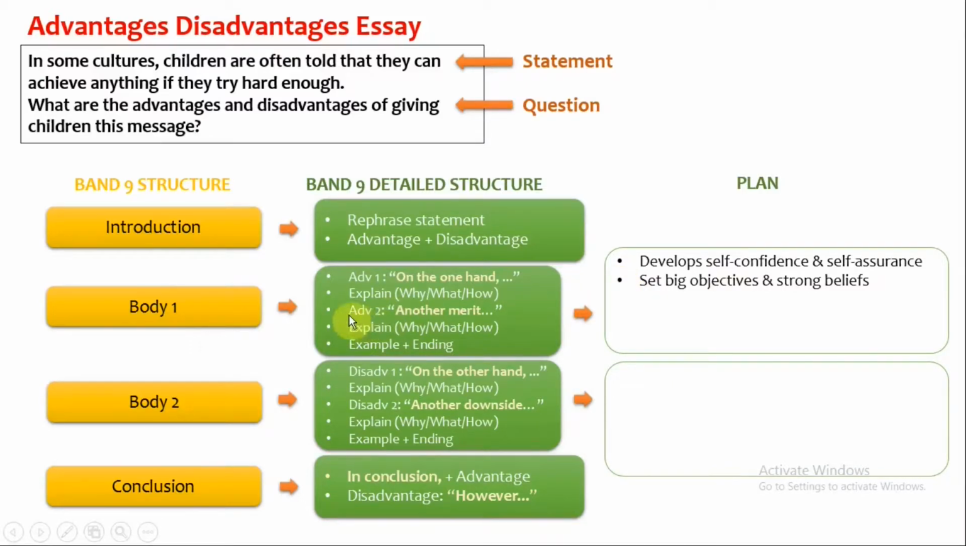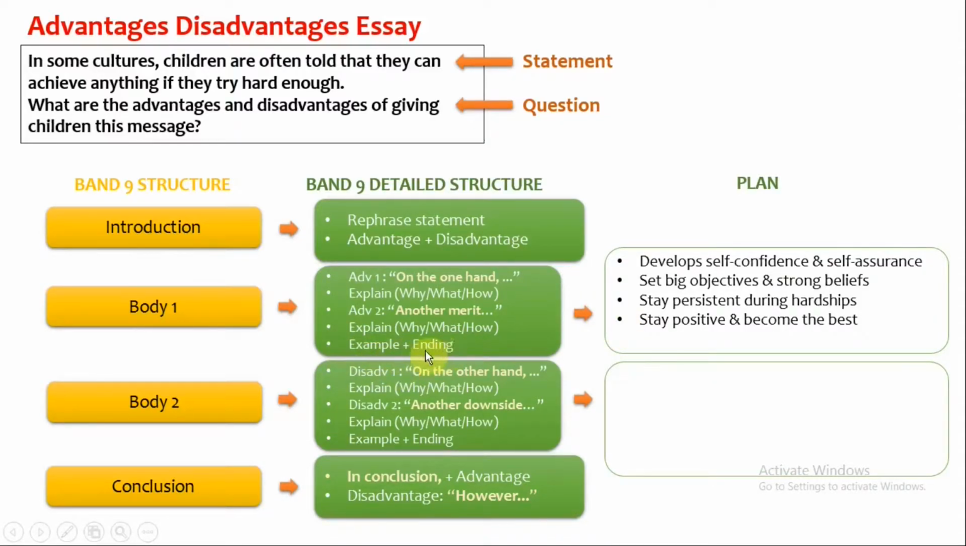The third sentence in body 1 is to state the second advantage of motivating children. I can write that it helps children stay persistent during hardships. Next, explain the second advantage. It can be that the children will stay positive and become the best version of themselves.